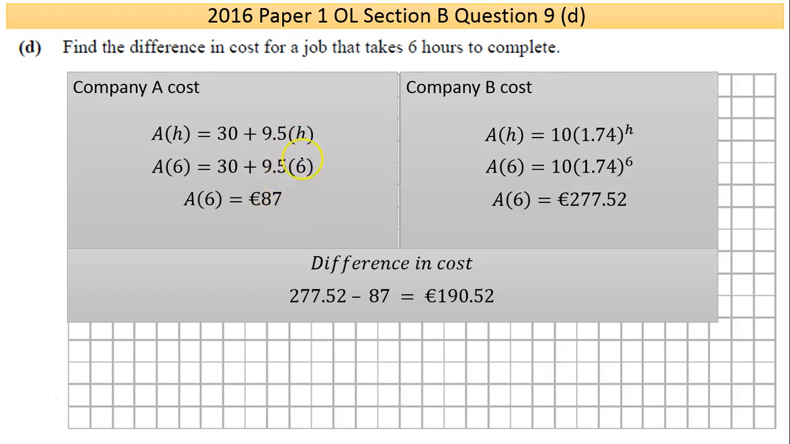Again, I'll look back at the graph in a second. Anyway, I got €87 charge for company A for a 6-hour job. For company B, put 6 in instead of the variable H. End up with 277.52 for a 6-hour job. Difference of cost, take the two figures away. There's €190 and 52-cent difference.